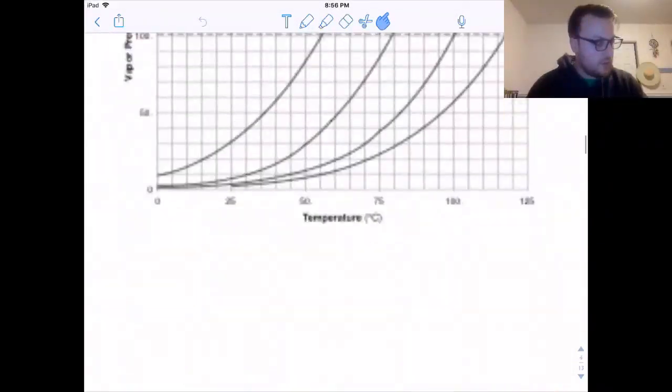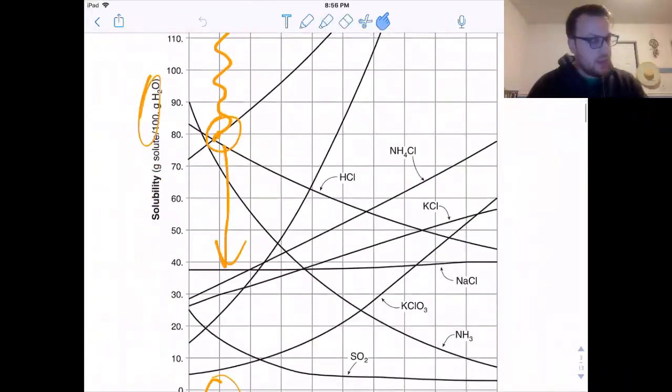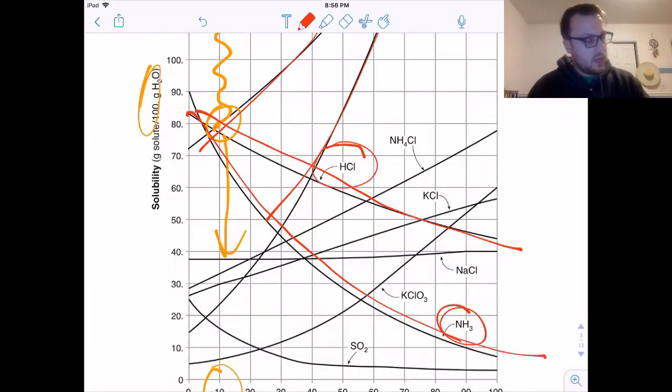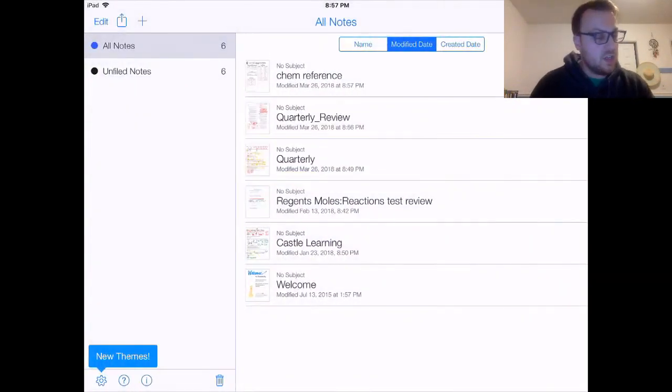And NH3, because NH3 is a gas, and you want to keep gases contained, high pressure, in the refrigerator, low temperature, or else they will leave the soda can.